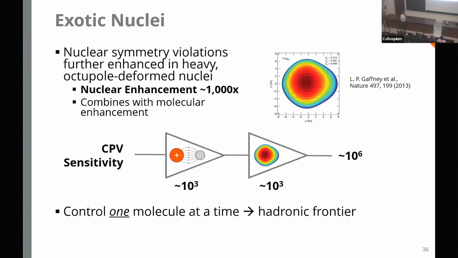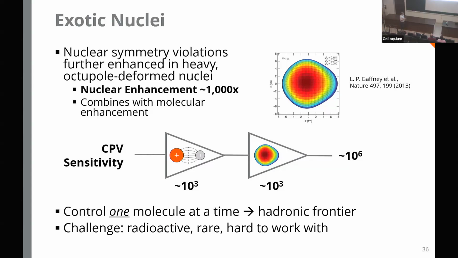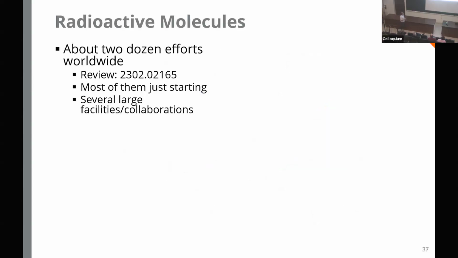The amplification is so large that even if you could control just one molecule at a time, you would be probing the frontier of hadronic symmetry violation. The challenge is that these nuclei are radioactive and rare and very hard to work with. So even realizing an experiment with one molecule is still currently out of reach. But enticed by the opportunity to get these very large enhancements, there are a large number of efforts around the world now, around 24, to study radioactive molecules for a number of reasons, not just symmetry violation. There are a lot of interesting things you can study using radioactive molecules.